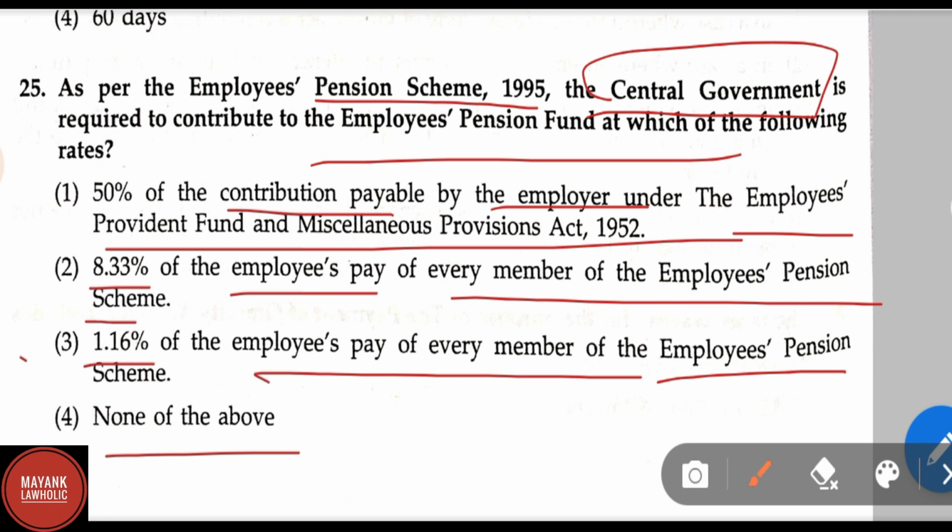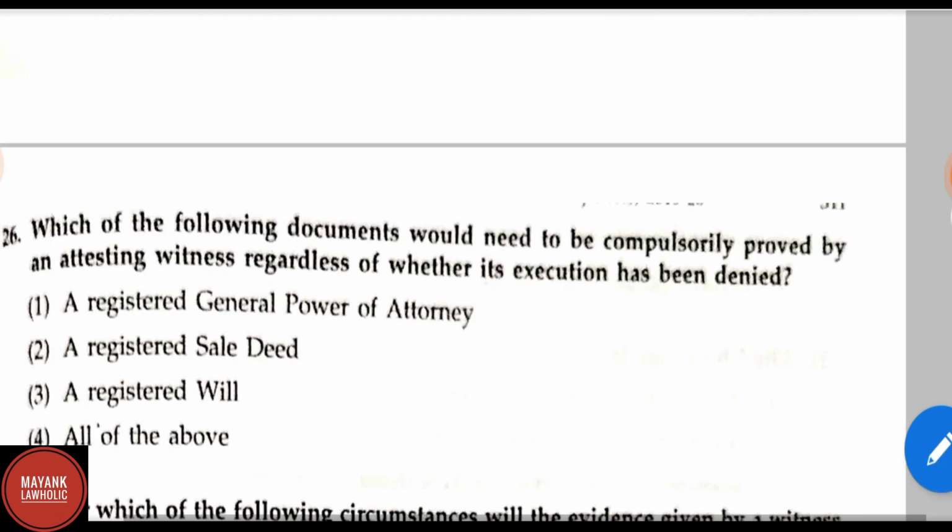Correct answer here is option 3, 1.16% of the employees' pay of every member of the Employees Pension Scheme. Now let us see the question number 26.